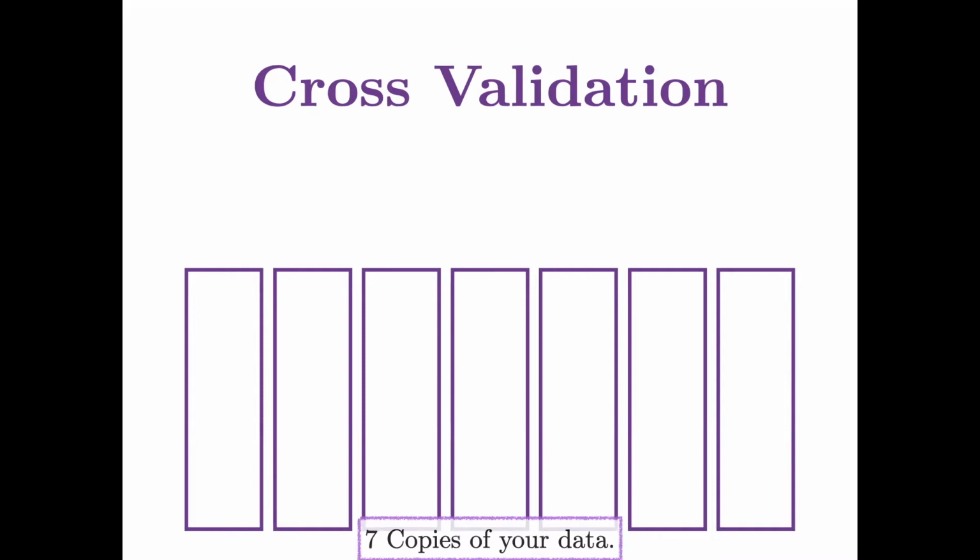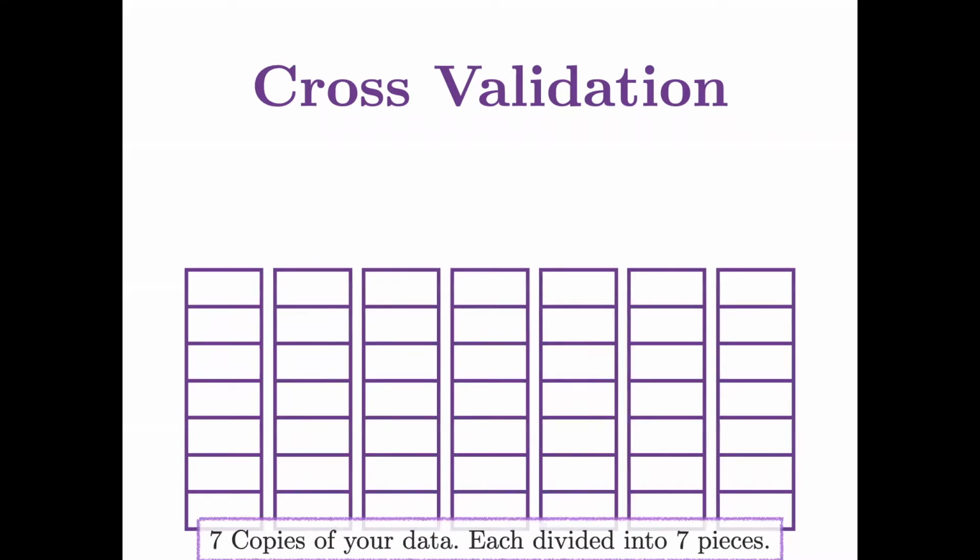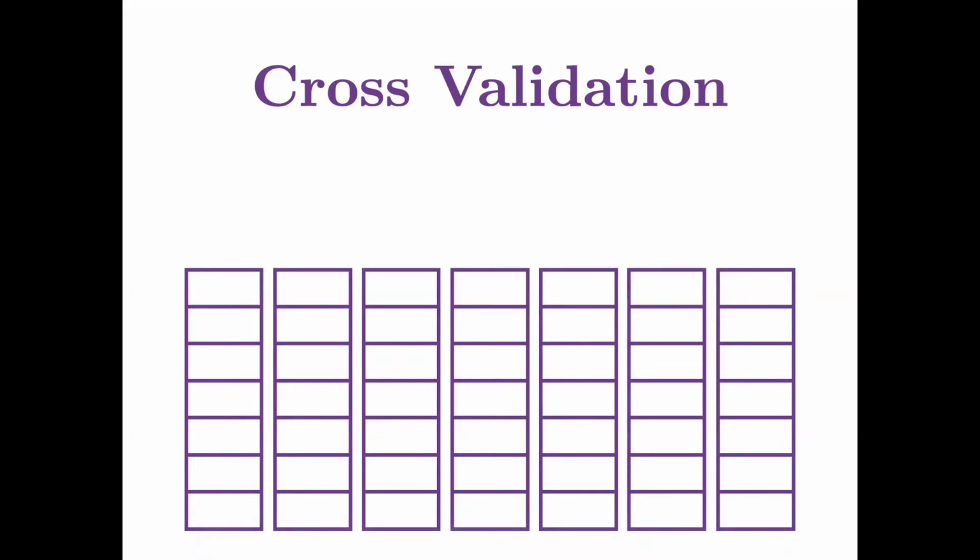Now, I'm going to divide each of these 7 copies into 7 pieces. What I'm doing here is 7-fold cross-validation. We generally think about cross-validation as being a set of folds. K-fold cross-validation involves K copies of your data divided into K pieces. And we go through K, which here is 7, rounds of validation.